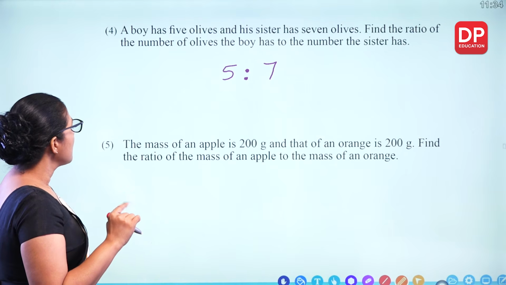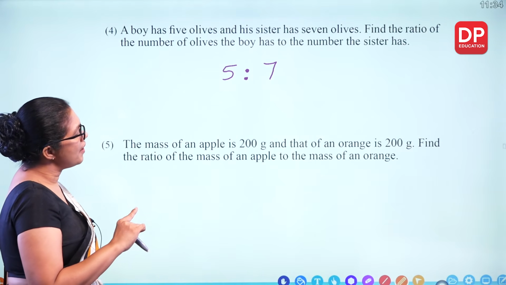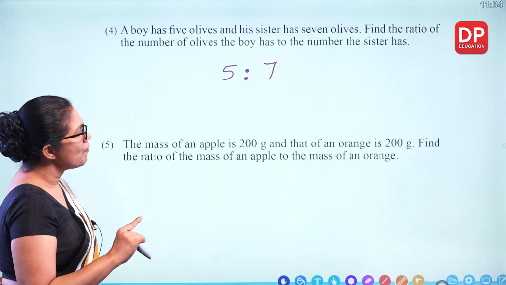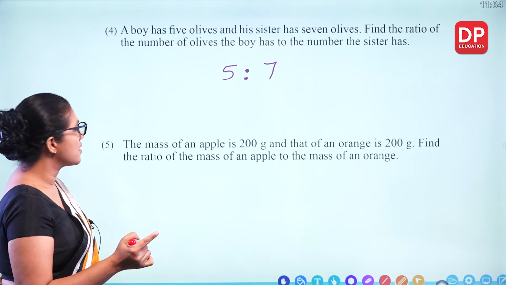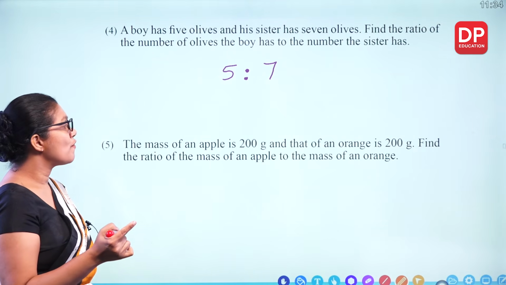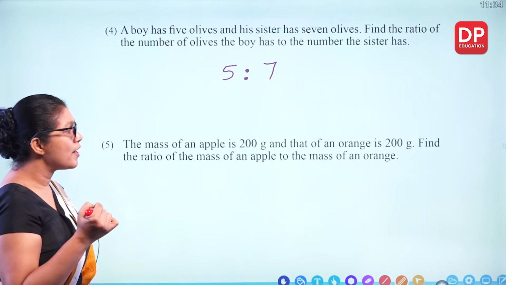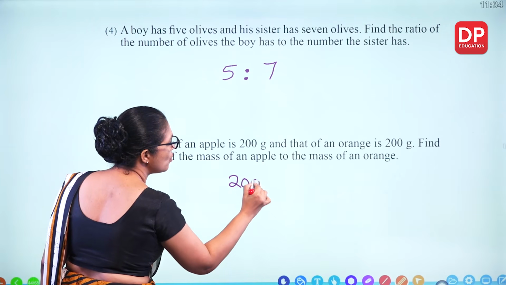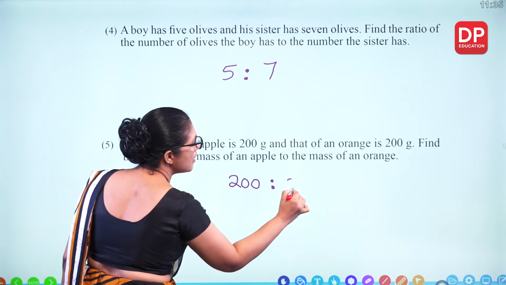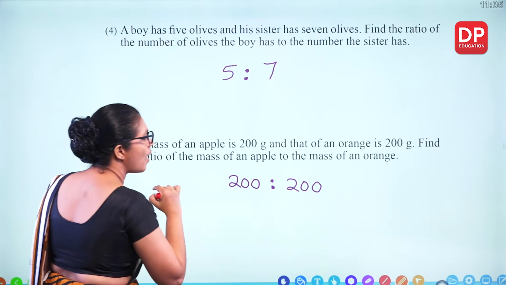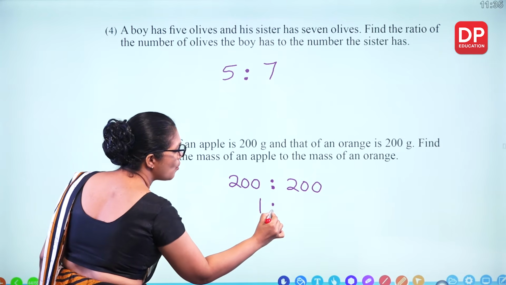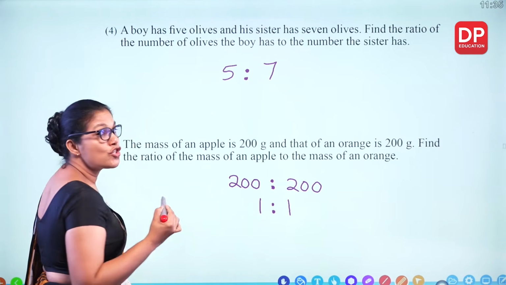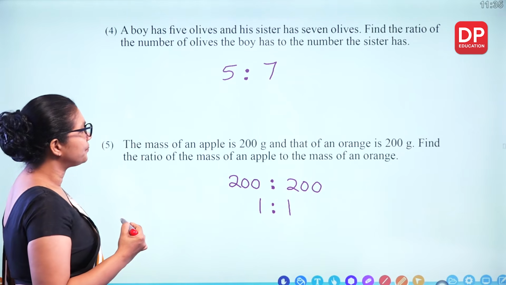The mass of an apple is 200 grams and that of an orange is 200 grams. Find the ratio of the mass of an apple to the mass of an orange. So both are in grams. So 200 to 200. When you divide by 200, you get 1 to 1. So the ratio is 1 to 1.